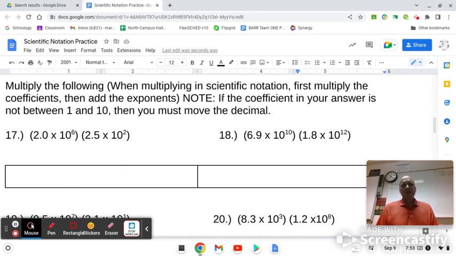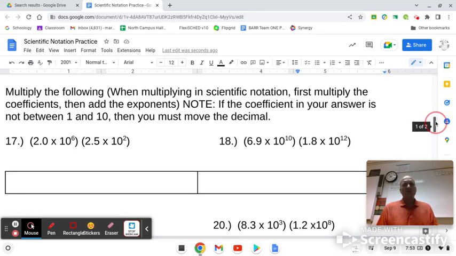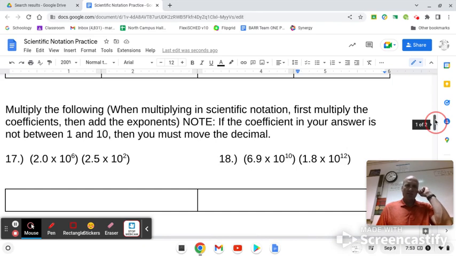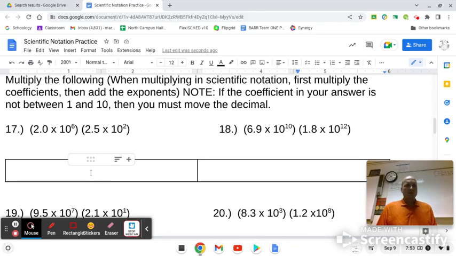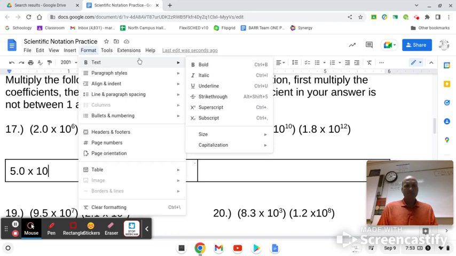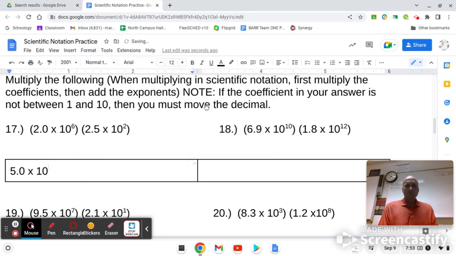Just to note, sometimes it works out that the coefficient is between 1 and 10. If it's not, you have to move the decimal, and that'll change the exponent of your answer. I'll show you what I mean here. So this first one, I take 2.0 times 2.5. I'm going to do that on my calculator. I'm going to get 5.0 times 10 to the, okay, add the exponents, 6 plus 2. 6 plus 2 is 8. All right, so there's my answer. Notice how this 5 is between 1 and 10. So that one just happened to work out. I didn't need to do anything to change that answer.